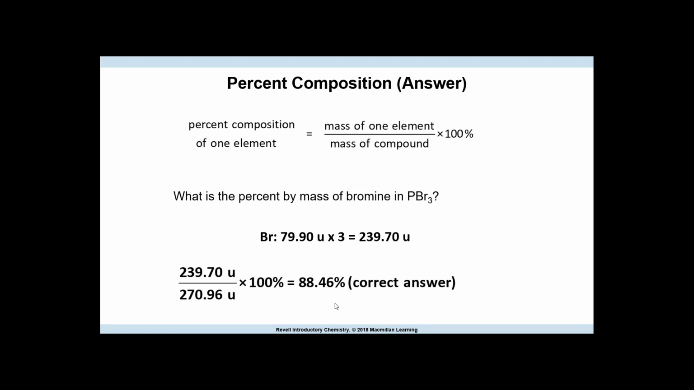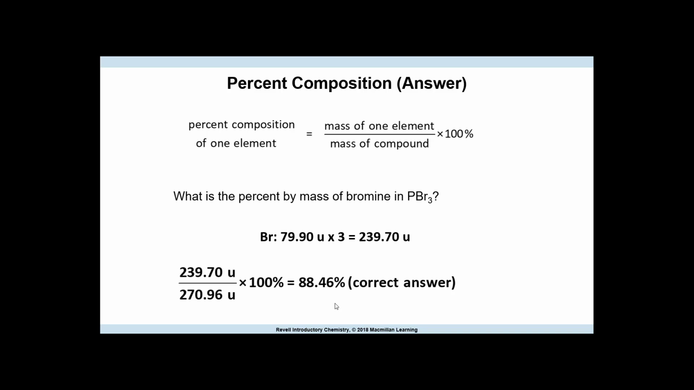We take the total amount, times it by 100, and the percent by mass of bromine in this compound is 88.46. Now the term percent by mass means that we're using either atomic mass units or grams, which we haven't started learning about yet. That's telling us which units we're using, and it'll usually specify whether it's the U or the G in grams. So don't worry about that right now.